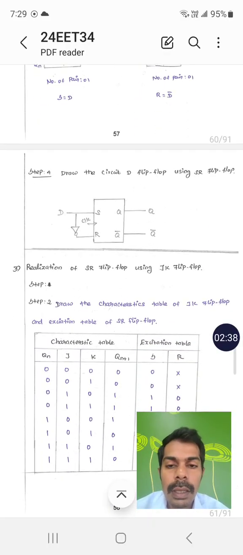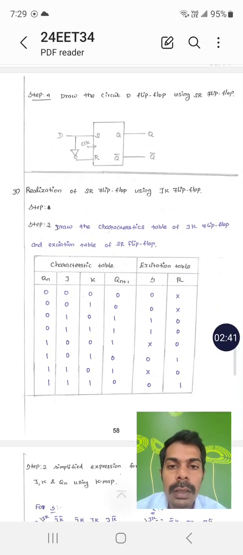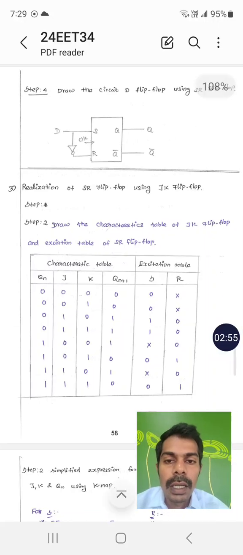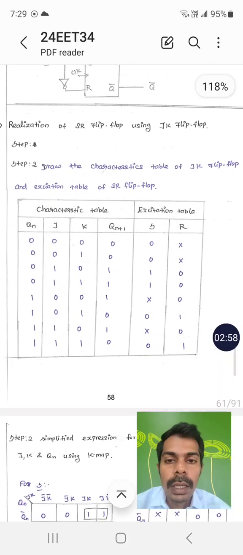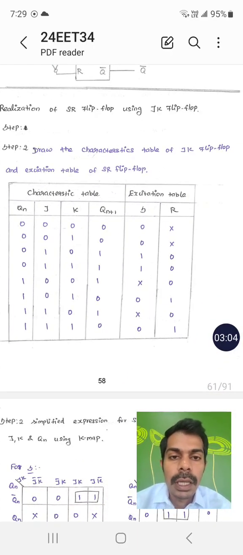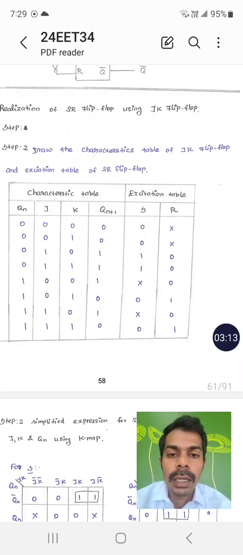And then the next problem, similar to the previous one, we will see the realization of SR flip-flop using JK flip-flop. Here we have to draw the characteristics table of JK and excitation table of SR flip-flop. Similar to what we have done in the previous problem, we have to write the excitation table. The excitation table should be written by comparing the inputs from the characteristics table of JK flip-flop, Qn and Qn plus 1. So the conditions are 0, 1, 0, 0.